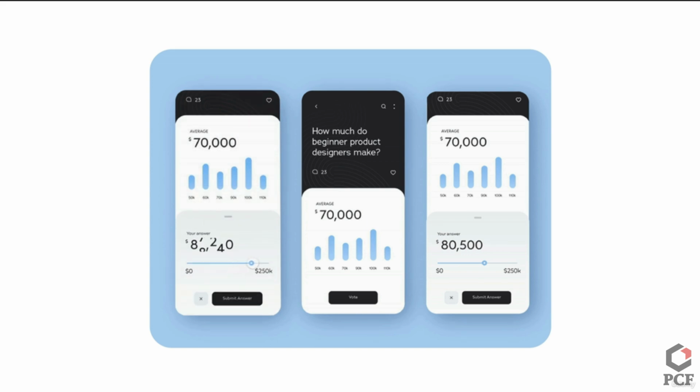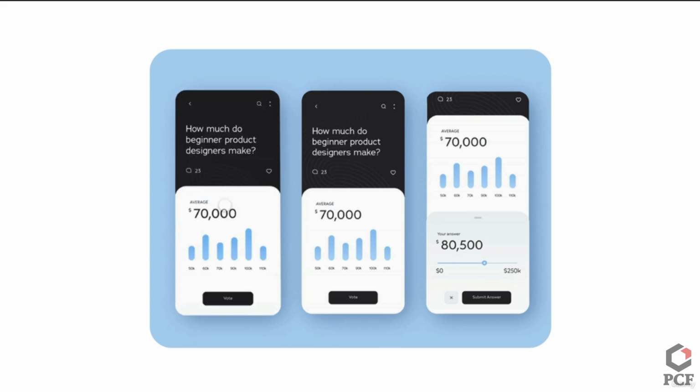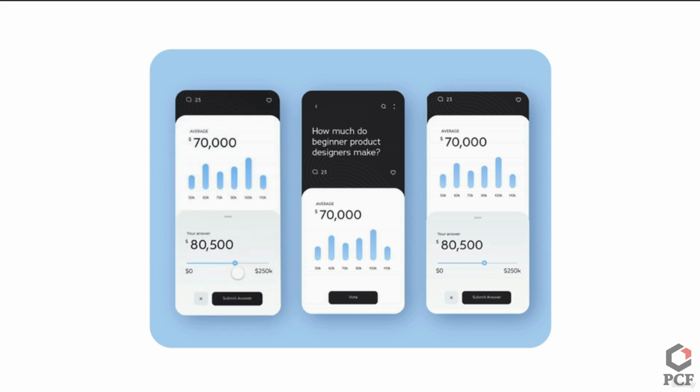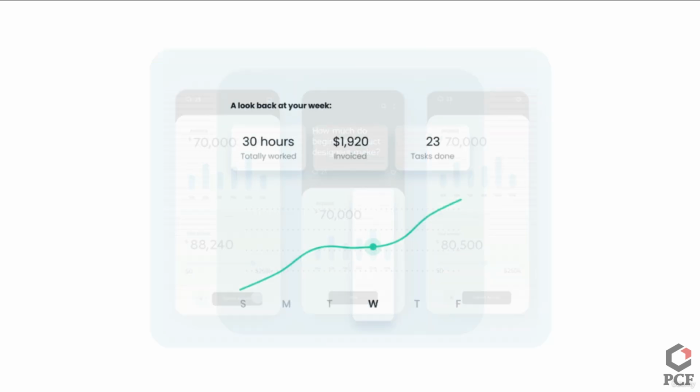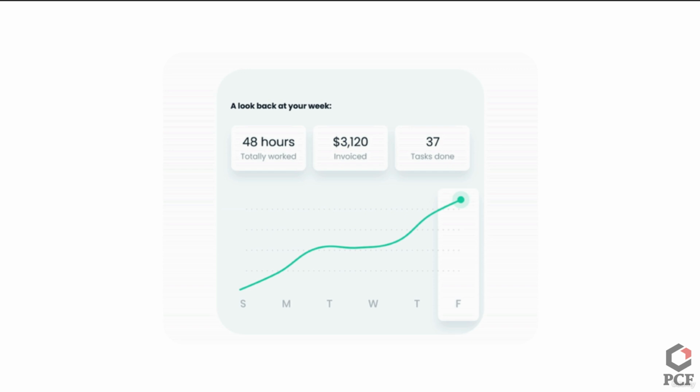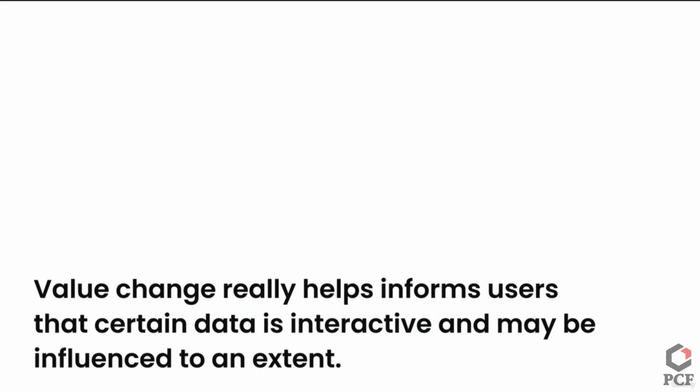They often appear in products ranging from banking apps to personal calendars. You can see the values change when maybe you click a button or set a range. Because these representations are tied to data sets that exist in actuality, they are subject to change, whether it's a stock or invoicing numbers that are going up or down or tasks that have been completed. Value change really does help inform users that certain data is interactive and may be influenced to an extent. When values are introduced without motion, users' willingness to engage with the data decreases.